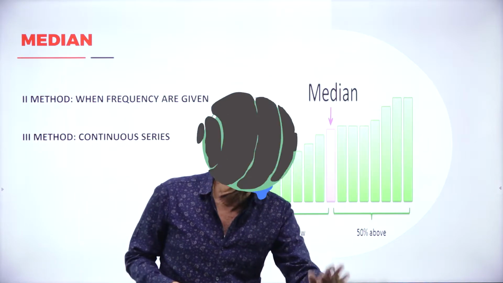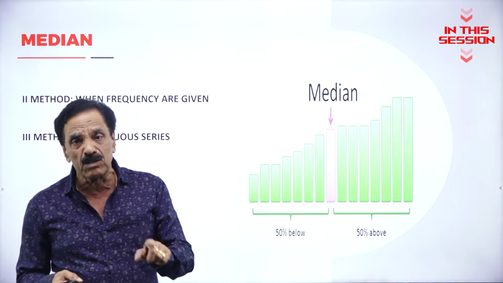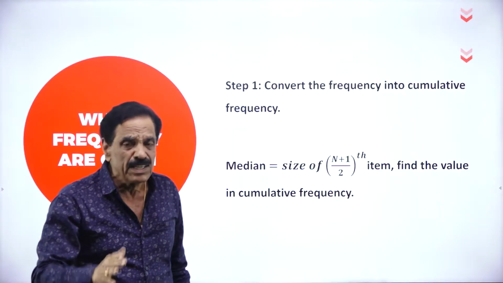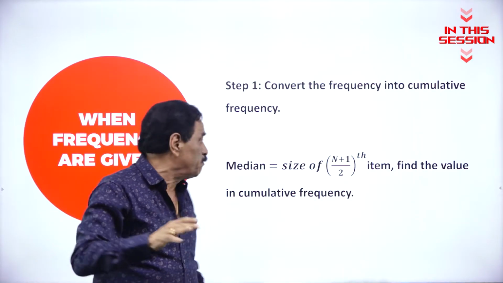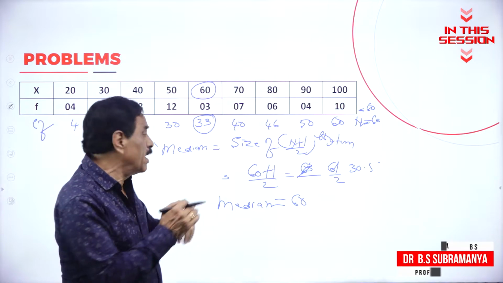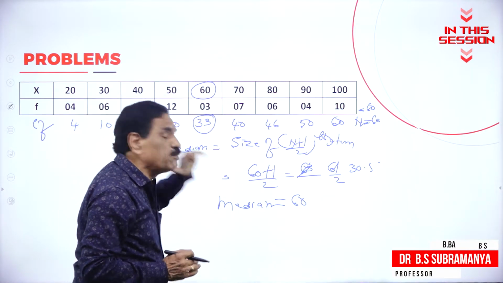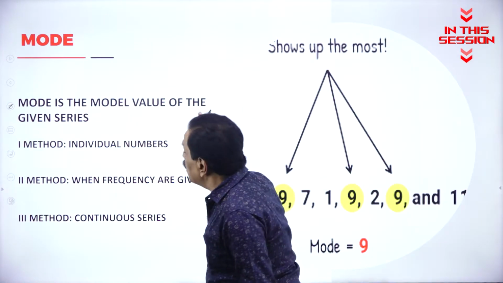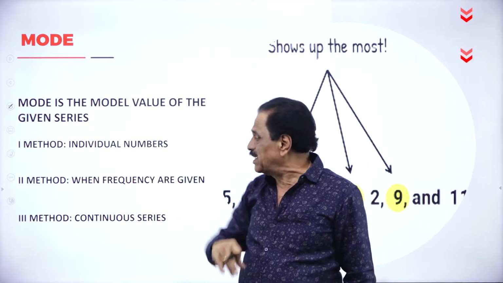When the numbers are given, it should be arranged in the ascending order. Median is equal to (n plus 1) divided by 2. Convert the frequency into cumulative frequency. What is cumulative? Adding 1 by 1. Find out the cumulative. Find out the constant value. The constant value is 60. Therefore, median is equal to 60. Mode is the modal value of the given series, the most important value of the given series.